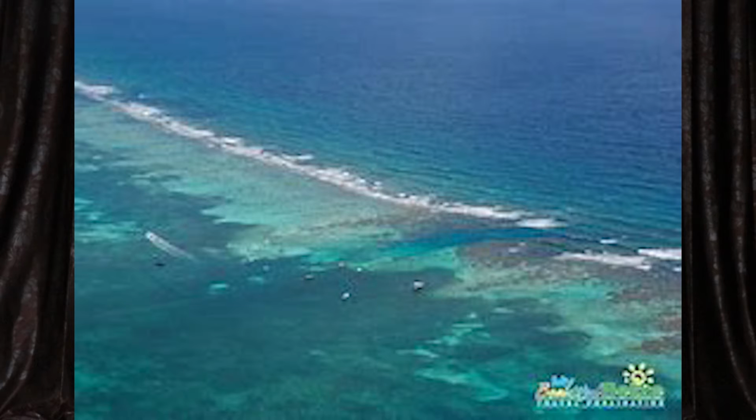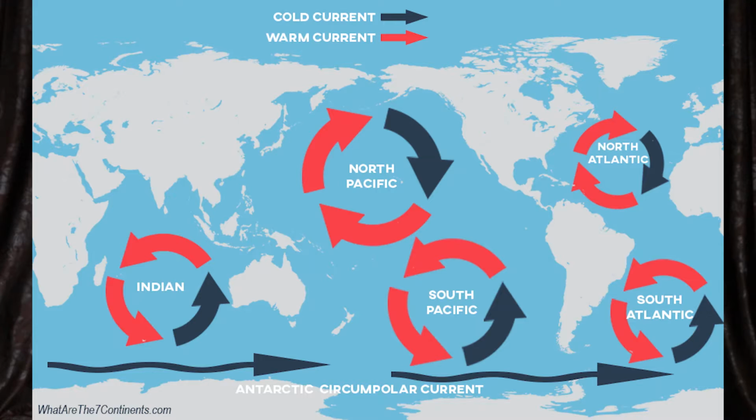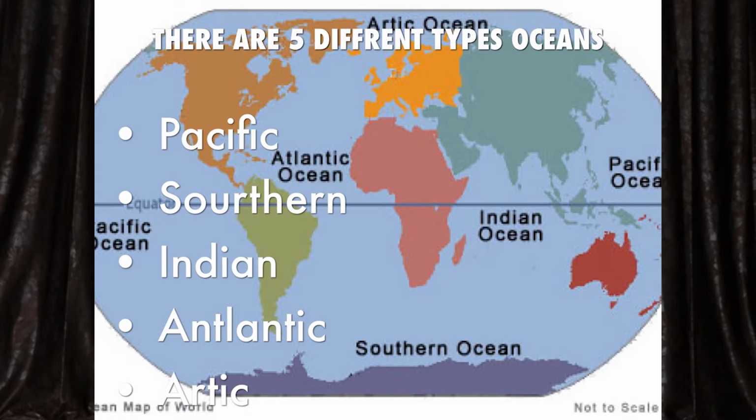There are 5 oceans: Pacific, Atlantic, Arctic, Antarctic, and India. There are 7 continents, that is the seas: North Pacific, South Pacific, North Atlantic, South Atlantic, Arctic, Antarctic, and India.